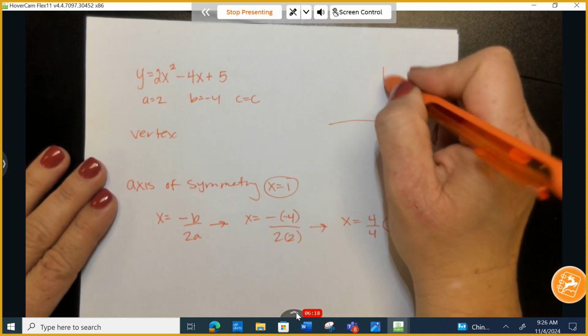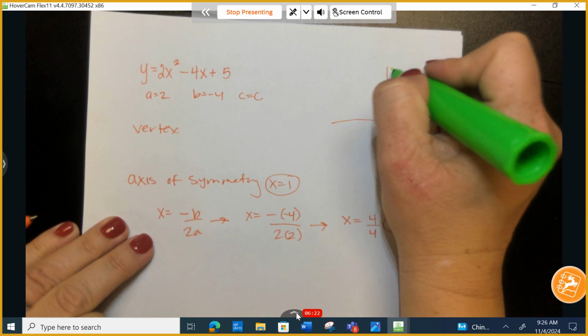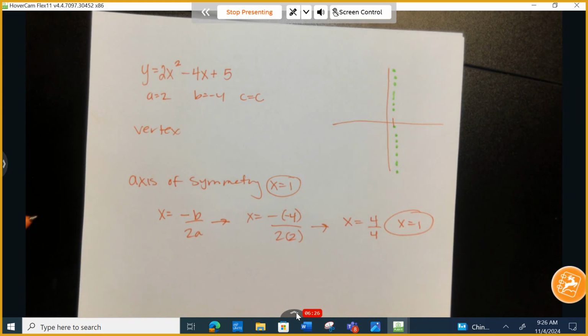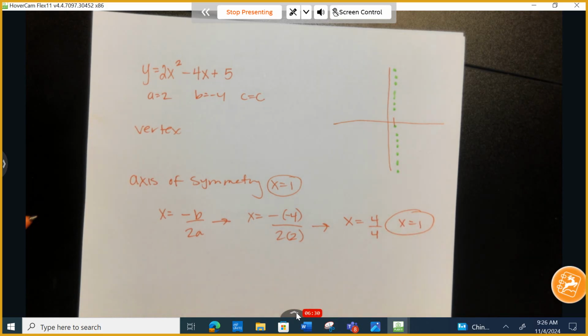If I make a very simple graph here, I'm going to go over to positive 1, and I'm always making this vertical line going straight down. It's going to be dotted through the x-axis at 1. It's always going to be through the x-axis.